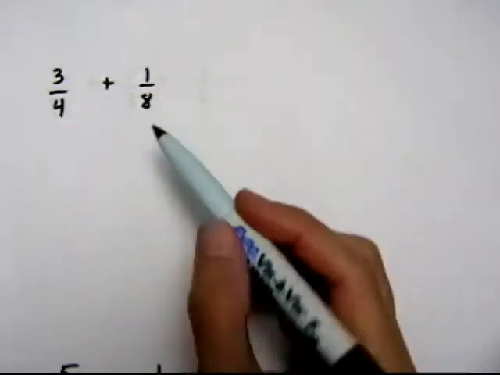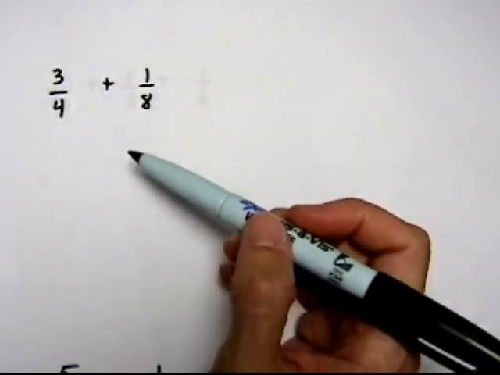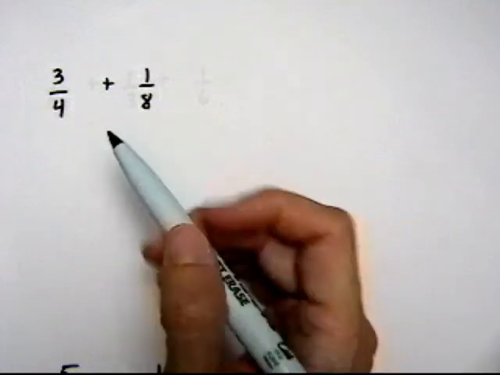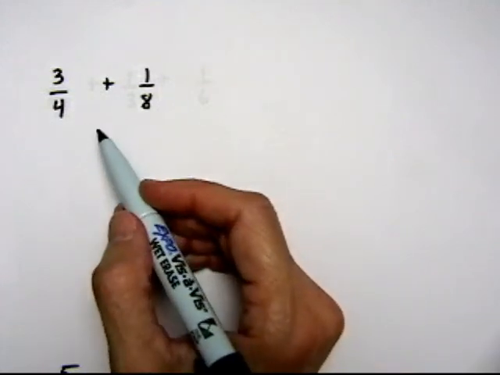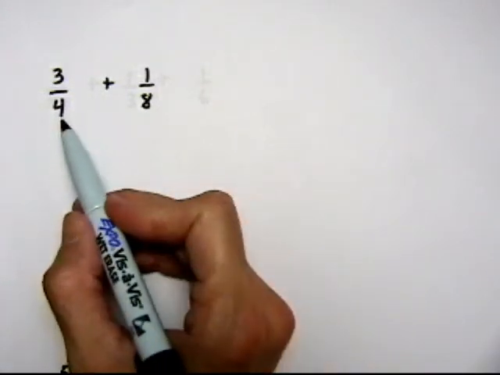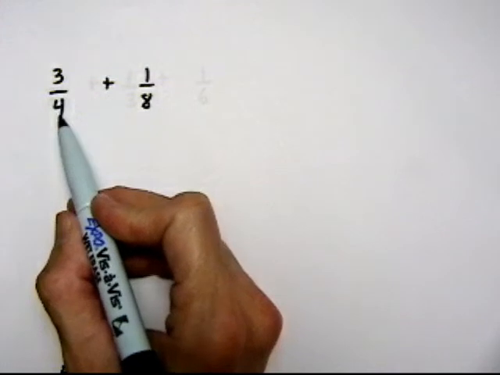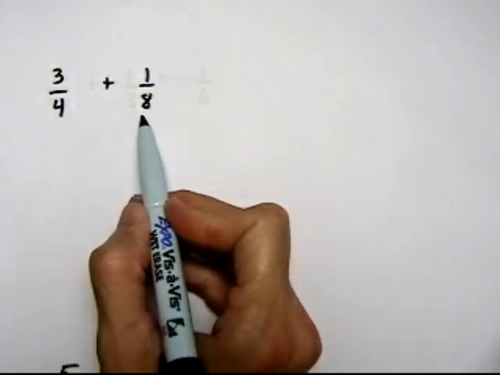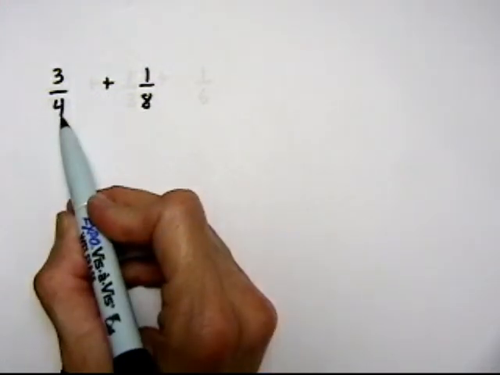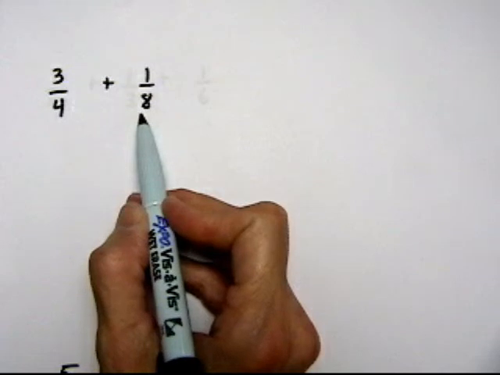Here we're going to do three problems that have to do with adding and subtracting fractions that have different denominators. When you're adding and subtracting fractions, the first thing you always want to look at is, are the denominators the same or not the same? If they're not the same, like in this case we have a 4 and an 8, we're going to force them to be the same.